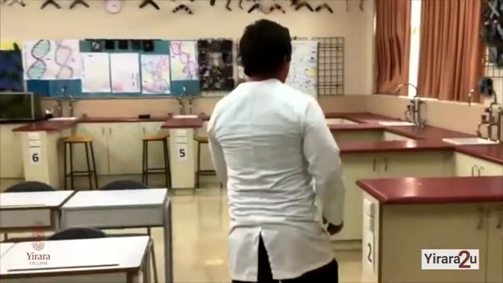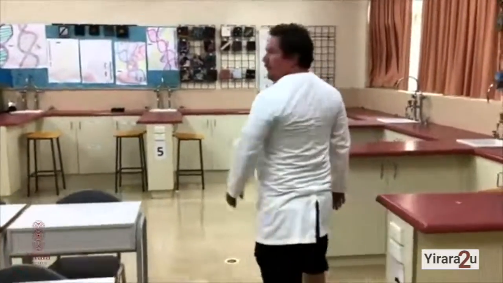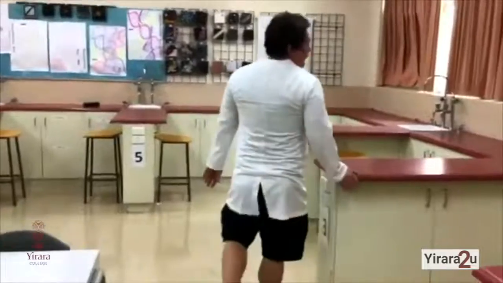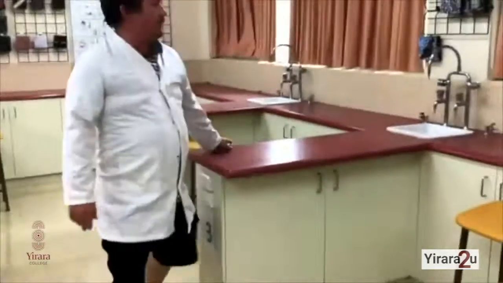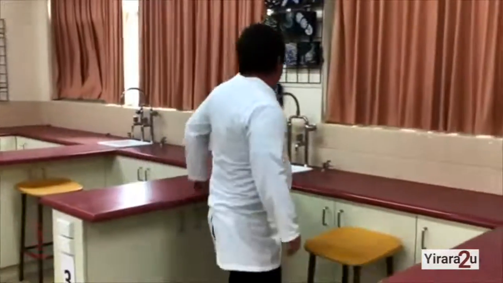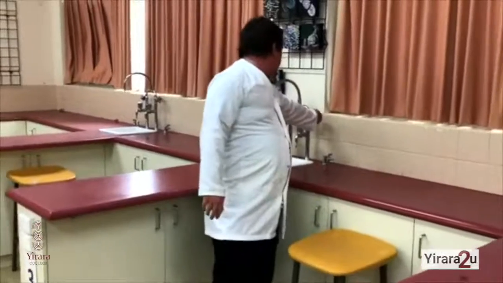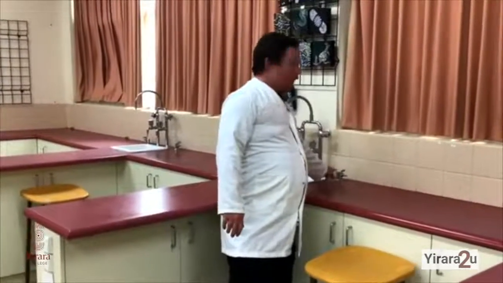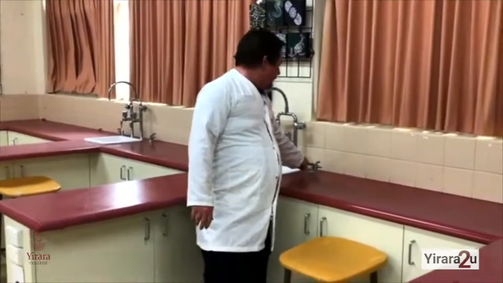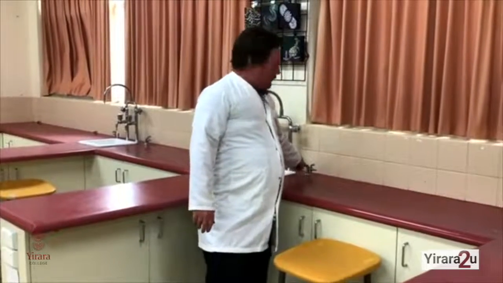Now you'll notice these benches have got what we call taps to get water out of, and they've also got these little taps on the bench here. Now when you turn these on, gas comes out. Now gas, when it's not burnt, is toxic and can cause suffocation and what we call carbon monoxide poisoning. So we really do not want to be turning on and off these taps without the proper gear connected to them.